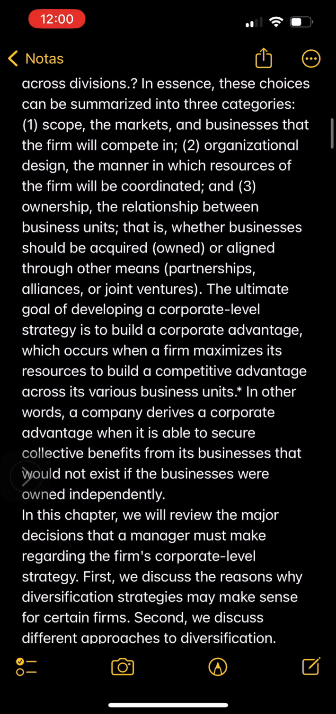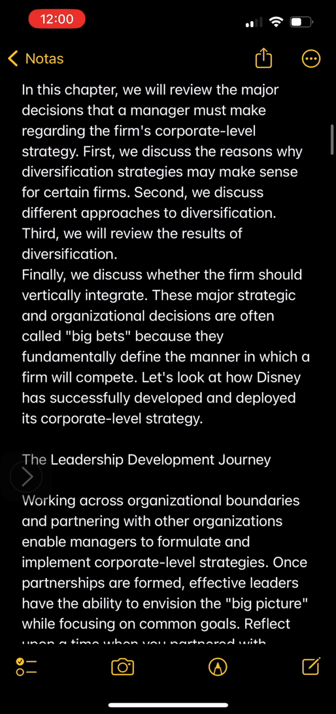In this chapter, we will review the major decisions that a manager must make regarding the firm's corporate level strategy. First, we discuss the reasons why diversification strategies may make sense for certain firms. Second, we discuss different approaches to diversification. Third, we will review the results of diversification. Finally, we discuss whether the firm should vertically integrate. These major strategic and organizational decisions are often called big bets because they fundamentally define the manner in which a firm will compete. Let's look at how Disney has successfully developed and deployed its corporate level strategy.